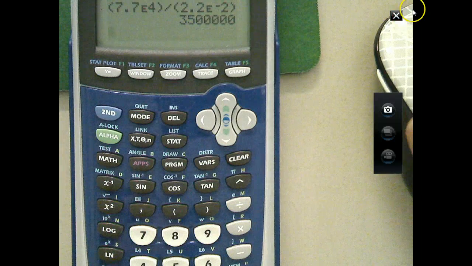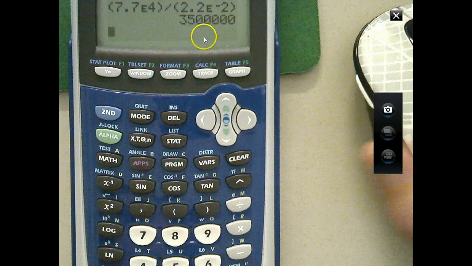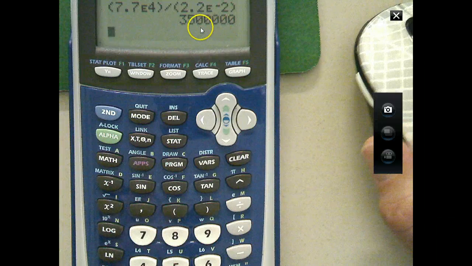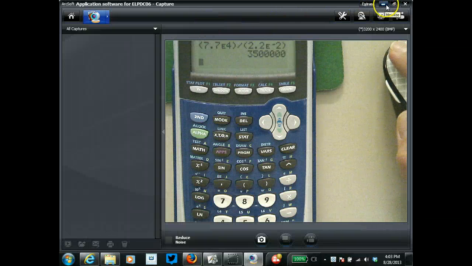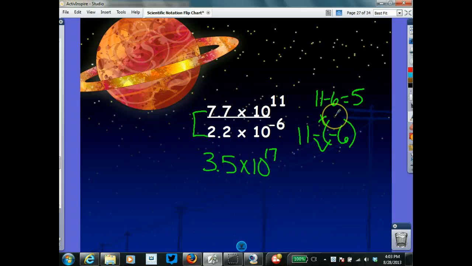Again, see how it gave it to me in standard format, and then it's still up to me to be able to put it back into scientific notation. But again, don't rely just on the calculator. And again, I use it to check my work. It's a great way to check, but don't rely on it, because more times than not, it can actually mess you up.